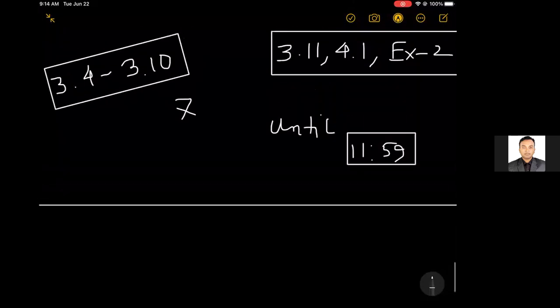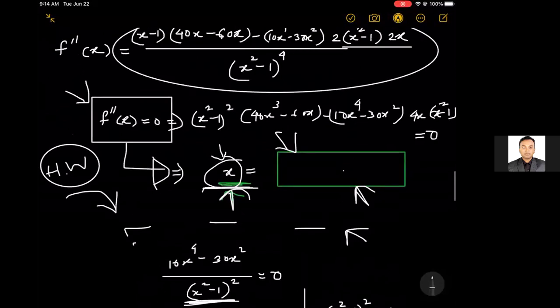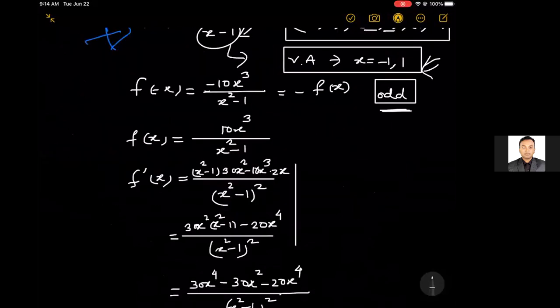So the last time we started with a function. Just give me a second. Let me scroll up to the function. Yeah, 10x cubed over x squared minus 1. And let us quickly see what are the informations we had. So we know the domain, we know the vertical asymptotes, we know the function is odd.